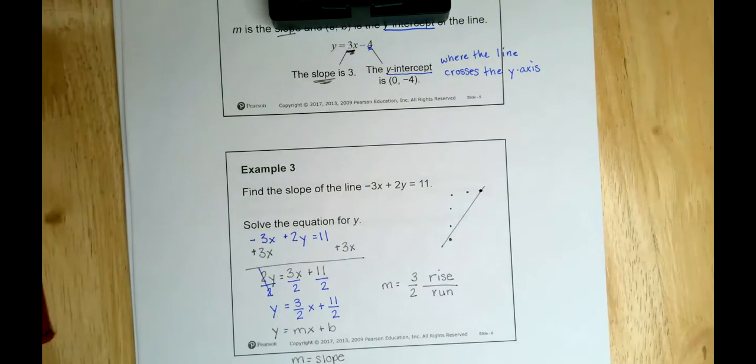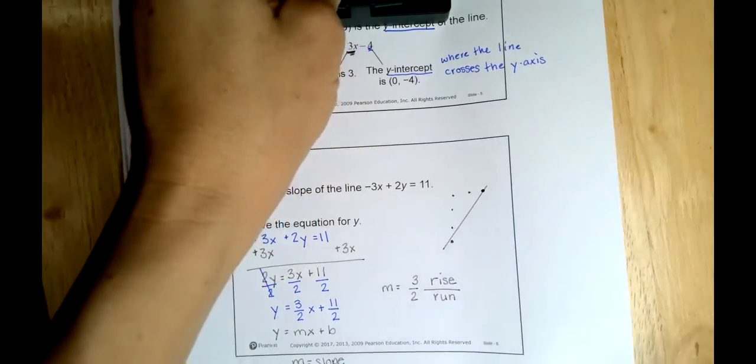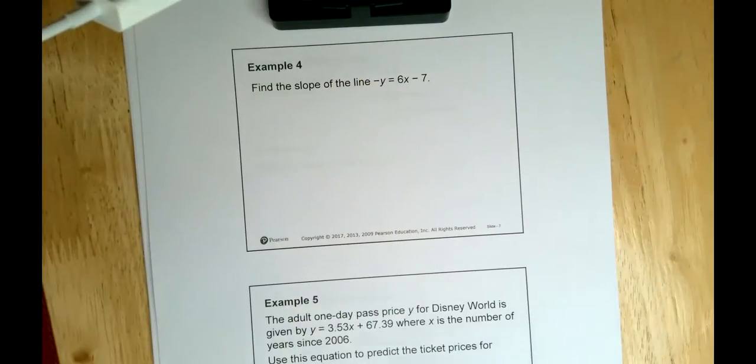That is our slope. That is our line. It's positive, it rises from left to right. All right, next one.